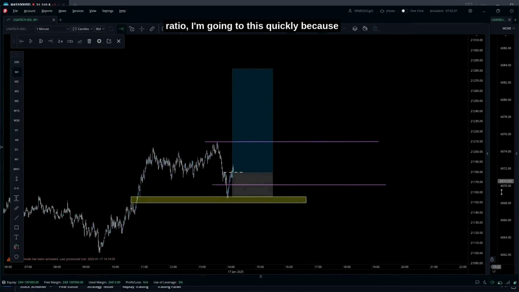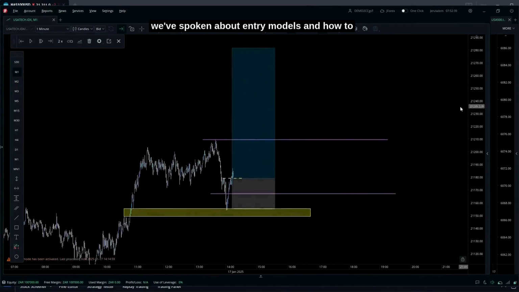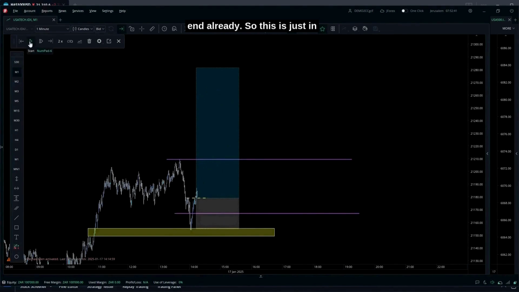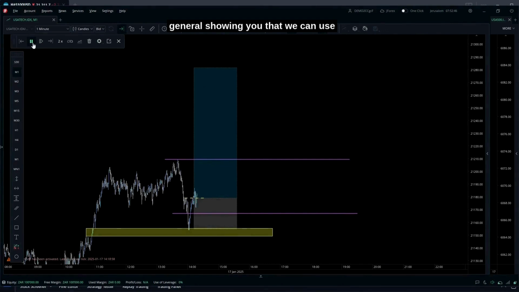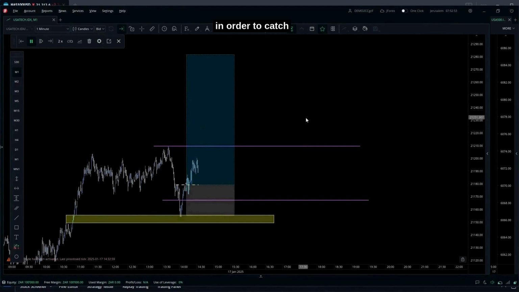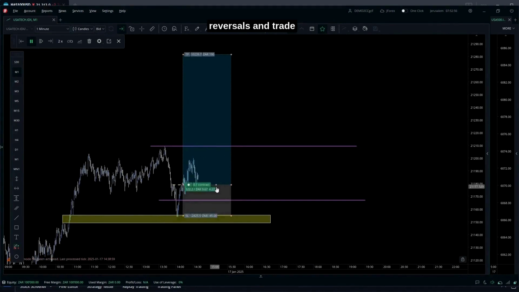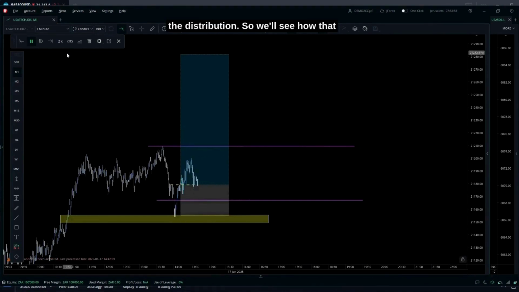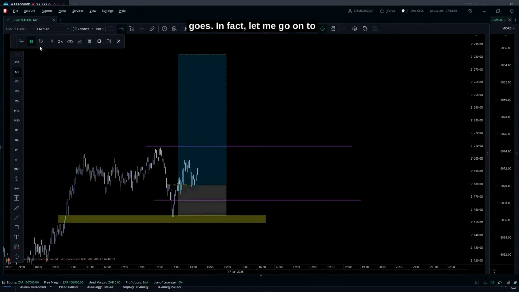I'm going through this quickly because we've spoken about entry models and how to enter already. So this is just in general showing you that we can use AMD as a strategy in order to catch reversals and trade the distribution. So we'll see how that goes.